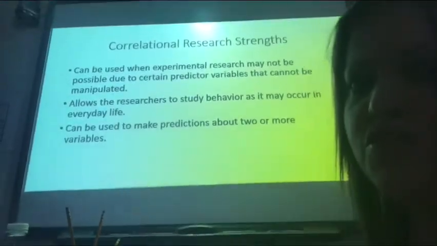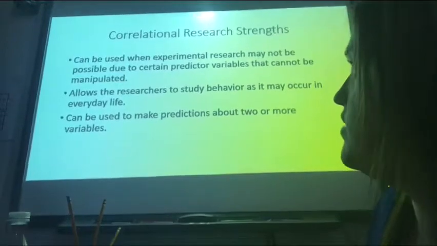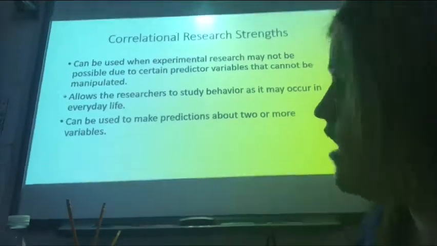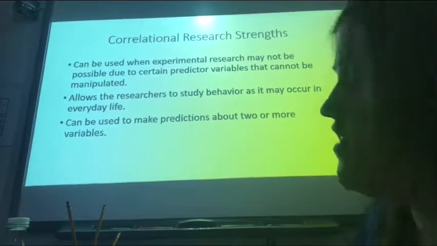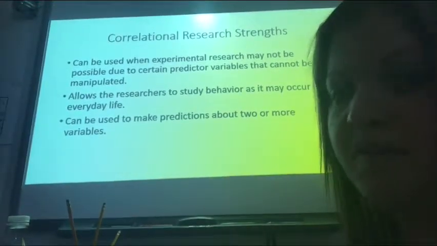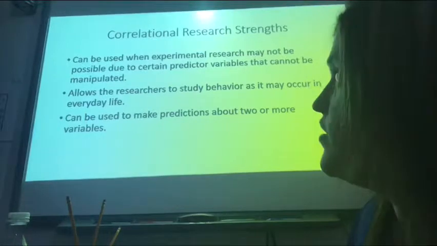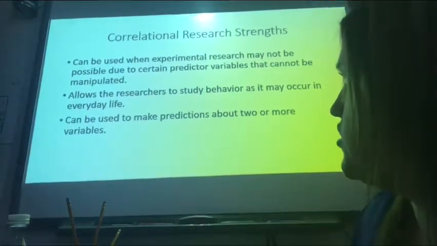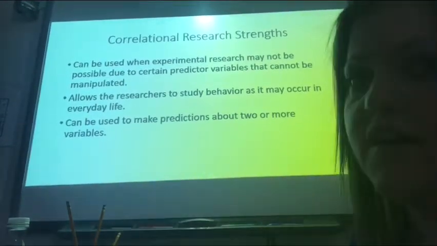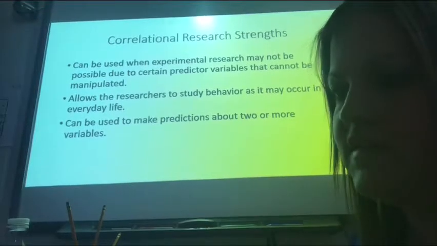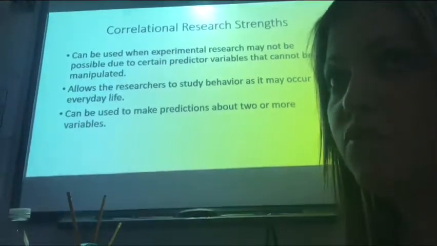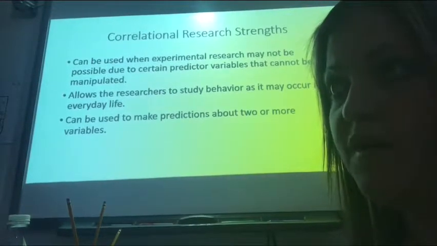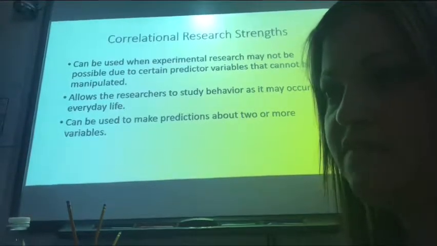As far as correlational research strengths, it can be used when experimental research cannot be used due to certain predictor variables that cannot be manipulated. We'll talk about manipulated variables when we get into experimental research. It does allow the researchers to study behavior as it may occur in everyday life. It is generally done in a natural environment, so you're able to more see what variable can affect another variable based on the environment that they're in.